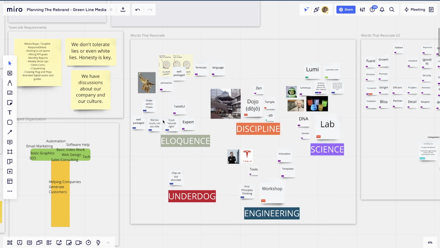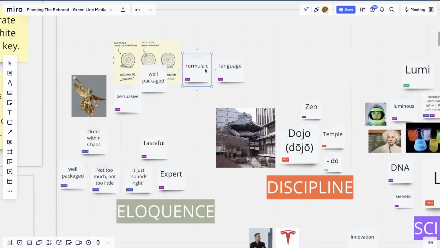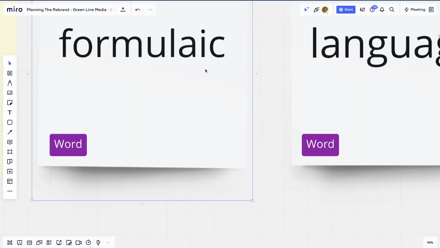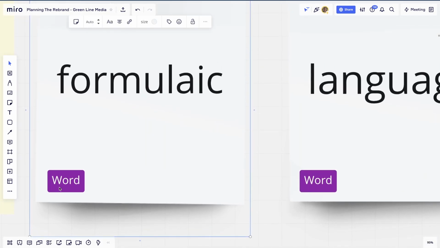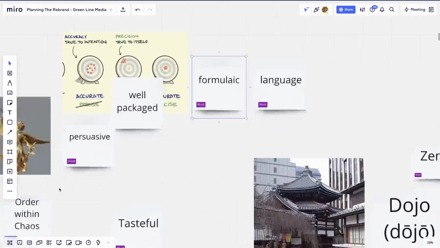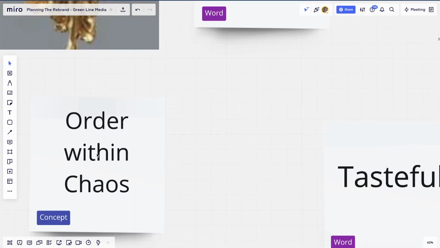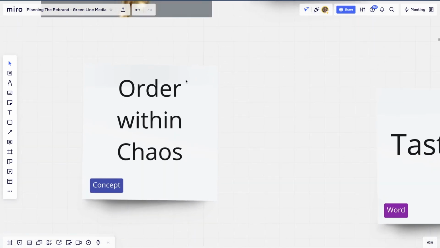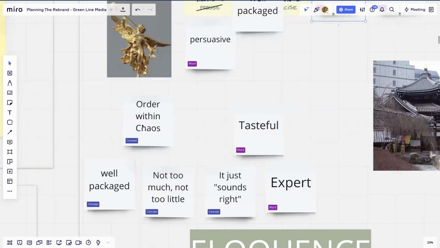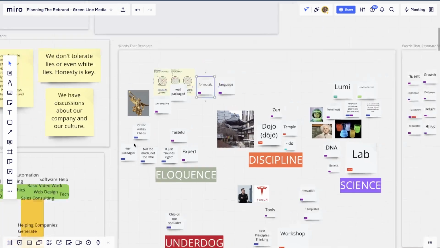And then we specified that a bit more with these sticky notes. One of the nice things about these sticky notes is you can add tags to them. So for these, we have "word," that's what the purple ones are at least. And then we have concepts as well. I wanted to separate the concepts out from the words. So that is what this is right here.